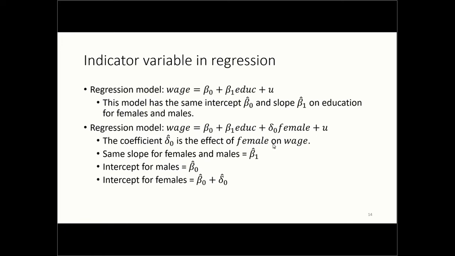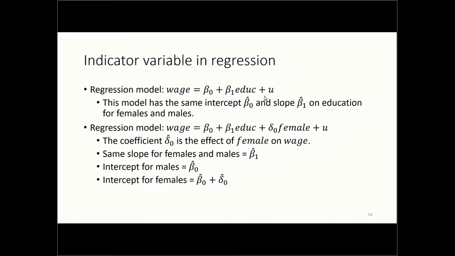Okay, so now let's talk more about indicator variables in regression and how we would form interaction terms. First, let's talk about a regression model where we have another independent variable that is a non-indicator variable. If we just estimate this model of wage on education, this model would have the same intercept and slope for males and females, right? Because if we don't have the variable female in the model, these coefficients would be restricted. They would be the same. There would be only one coefficient for males and females.